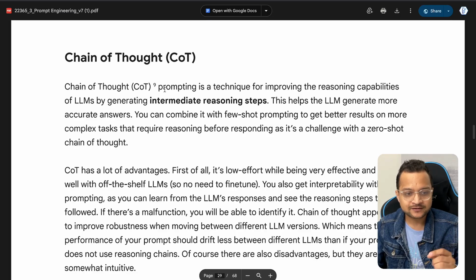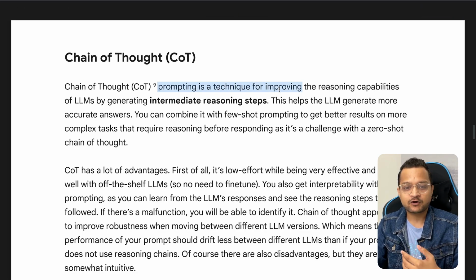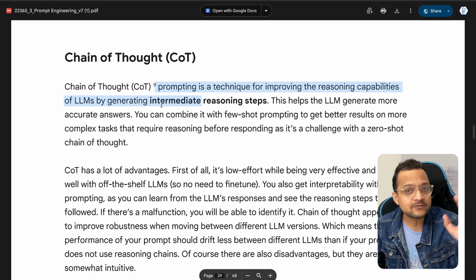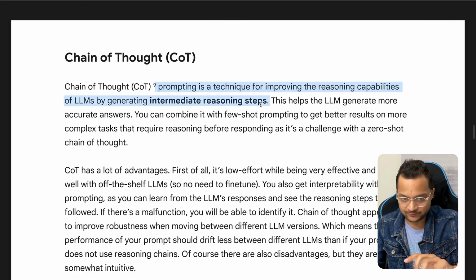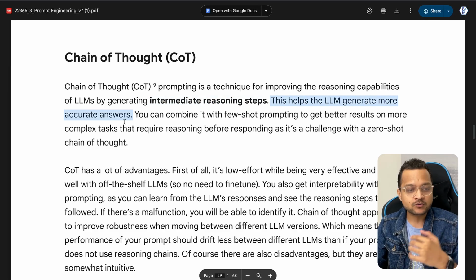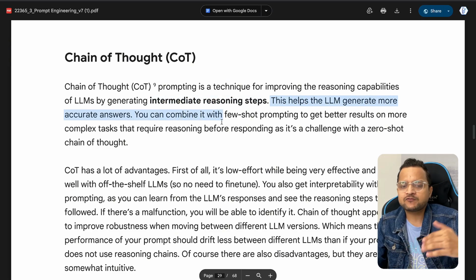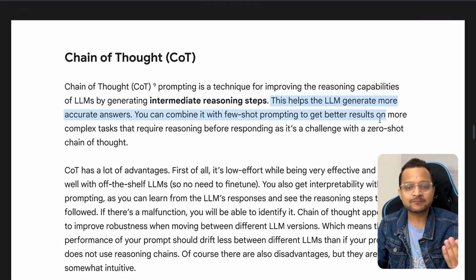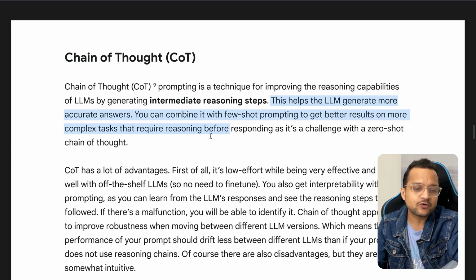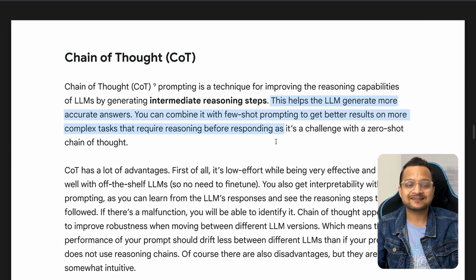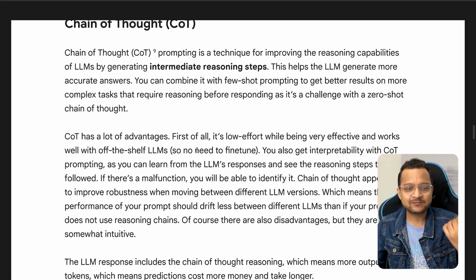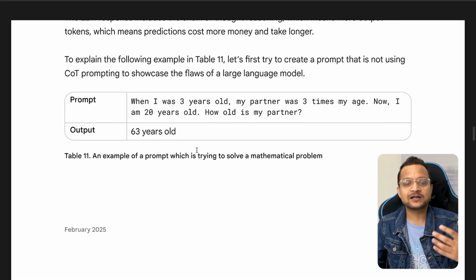So chain of thought is a prompting technique for improving the reasoning capability of the LLM by generating intermediate reasoning steps. This is very important, the intermediate reasoning steps. This helps the LLM give a more accurate answer. You can combine it with few-shot prompting to get better results on more complex tasks that require reasoning before responding, compared to zero-shot prompting. A lot of crazy words are here, but let me show you an example to explain what is happening.